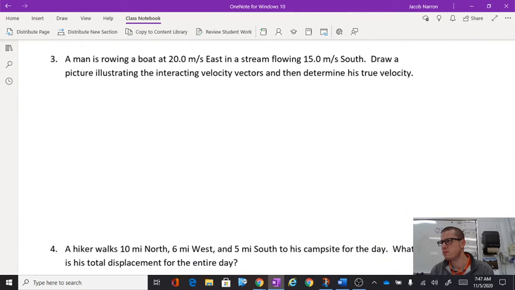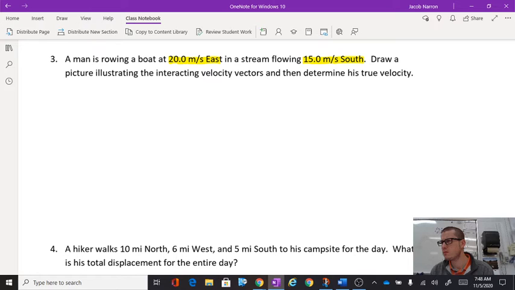Number 3, a man's rowing a boat. And by the way, this is a good problem, wink wink, if you know that there's a test coming soon. This is a good problem to know. Let's look at all the information. He's rowing a boat at 20 meters per second east in a stream that's flowing 15.0 meters per second south. Draw a picture illustrating the interacting velocity vectors, then determine his true velocity.